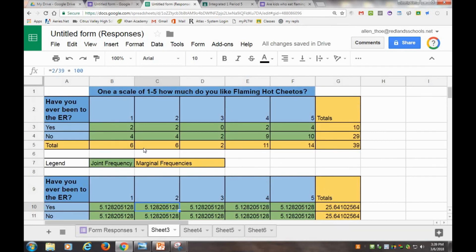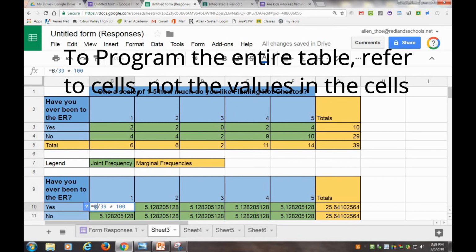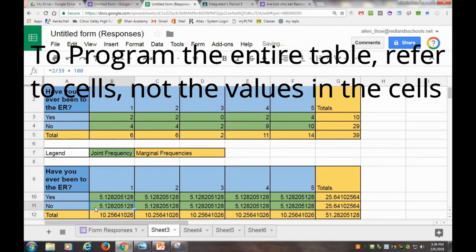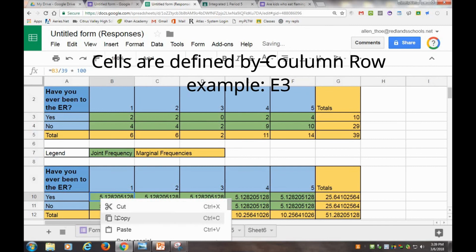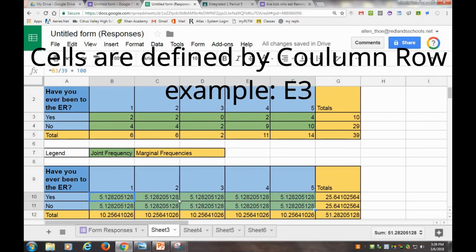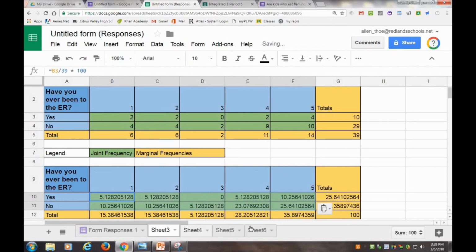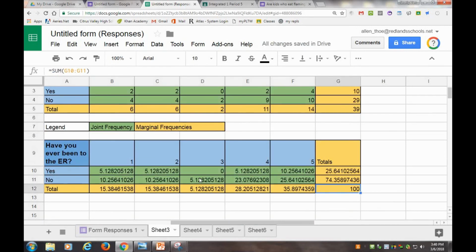Oh no. Oh, I used 2 divided by 39. Oh, that's the wrong one. Okay, so this is going to be B3 divided by 39. There we go. Now, when I copy that and paste that into all of the cells, it will do the right numbers. And see, it adds up to 100%.